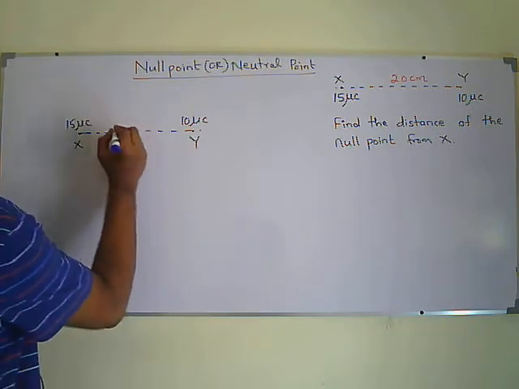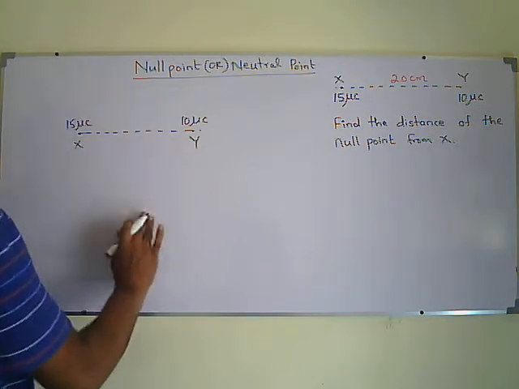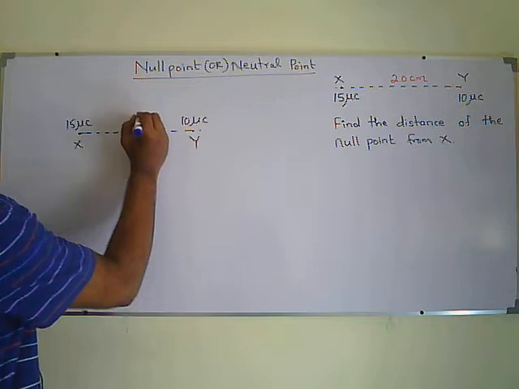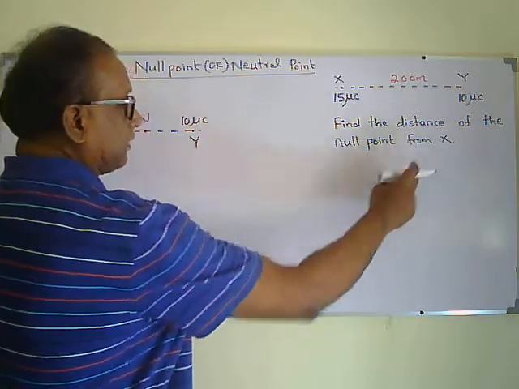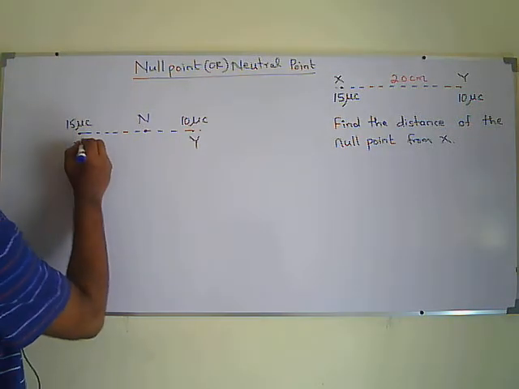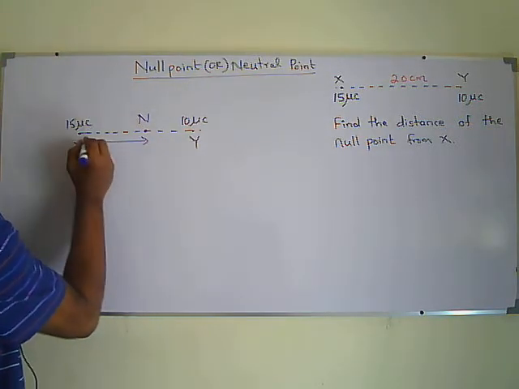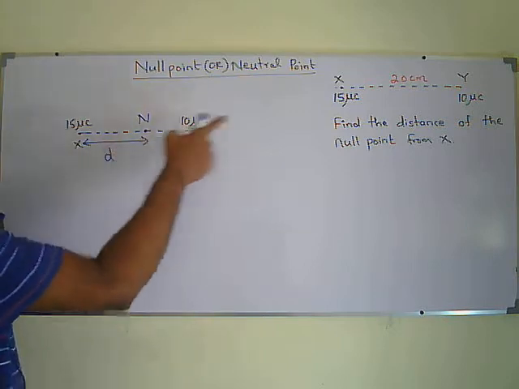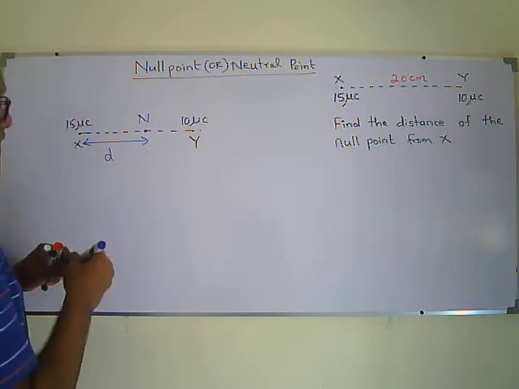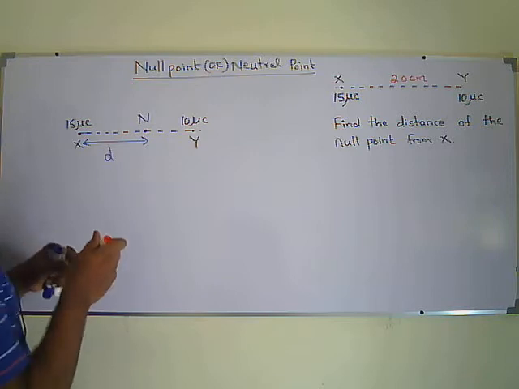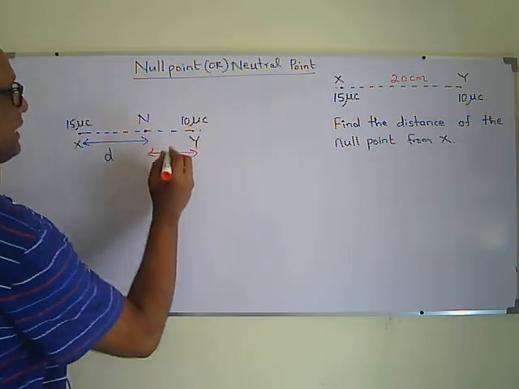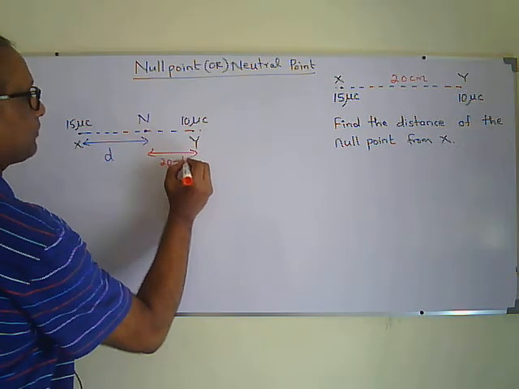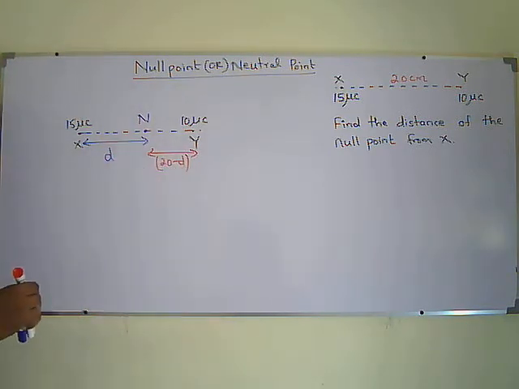So I'll find this point. I don't know where it will be. I'll just take this point as a null point, right? The question is, find the distance of the null point from X. So take that distance XN, let it be d. And they said XY is 20 centimeters. So NY, from N to Y, the length NY will be, keeping it in centimeters, 20 minus d.